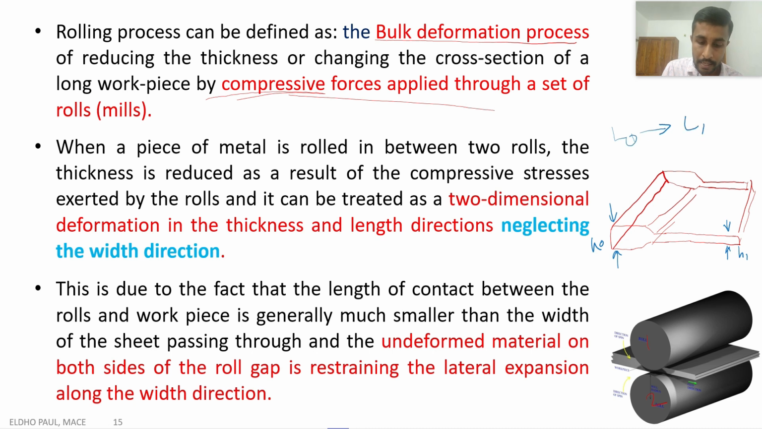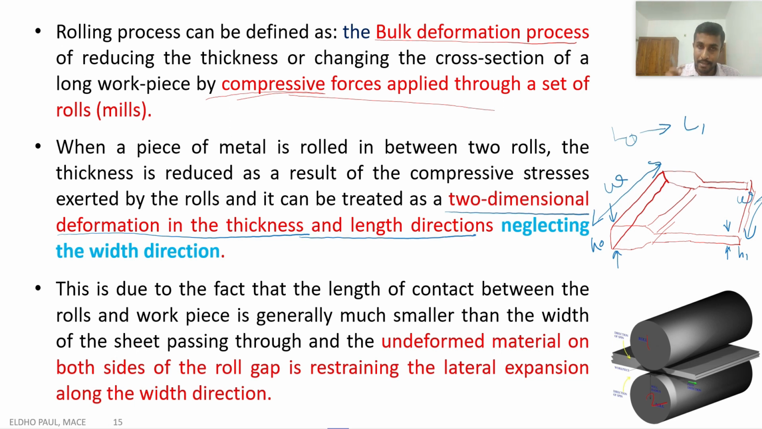But here we can see the width. Here W is the width. Here also the width is not changed. Here also W is the width. There is no change in the width direction. So we can say this is a two-dimensional process. This is a two-dimensional deformation in thickness and length direction.